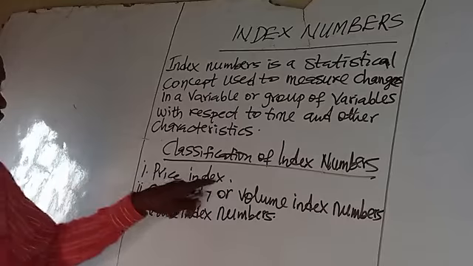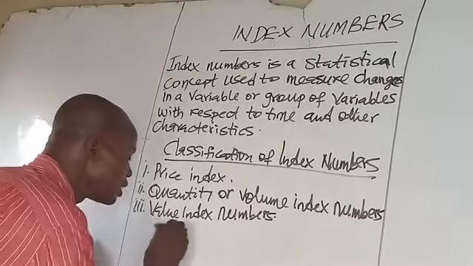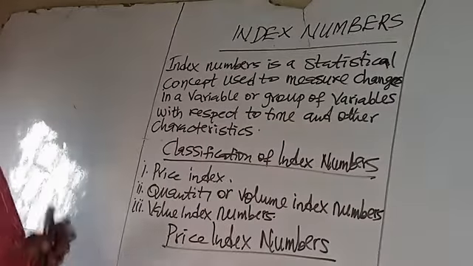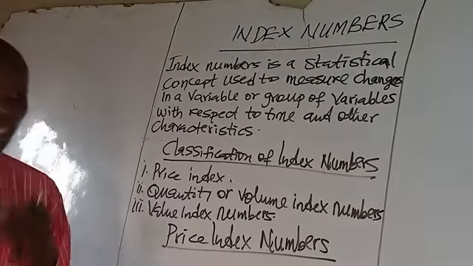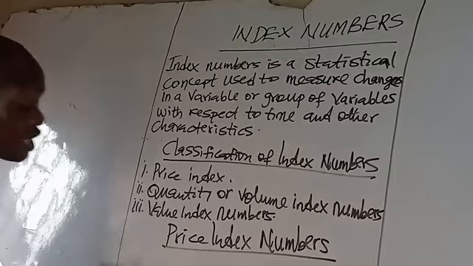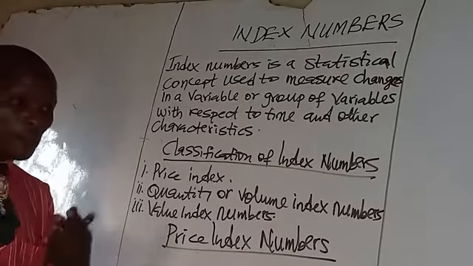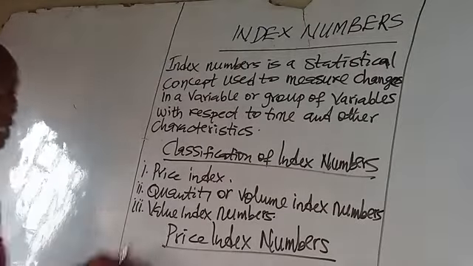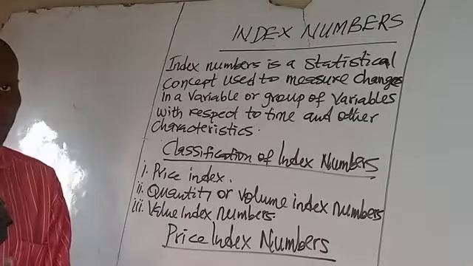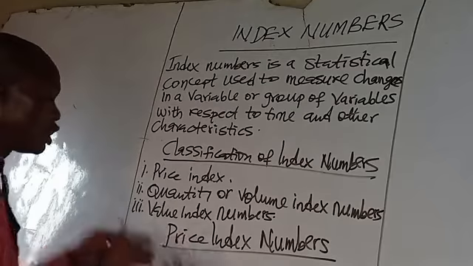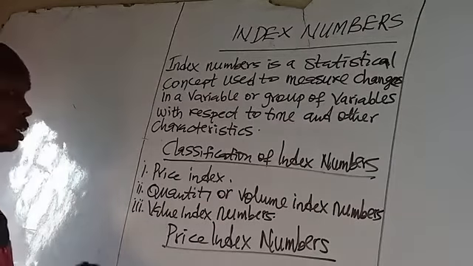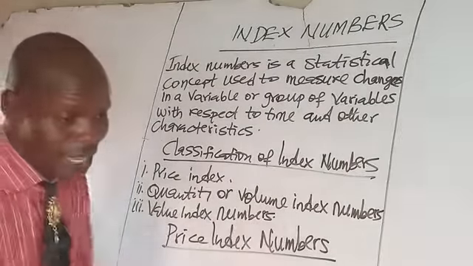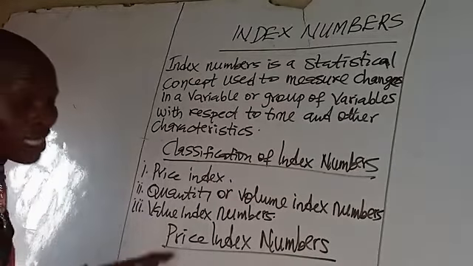So we are starting with price index numbers. What do we mean by price index numbers? Price index numbers measure the changes in the general level of prices for a given number or group of commodities. So we normally use price index to measure inflation. If you want to determine the inflation that has taken place, you measure your inflation with price index.